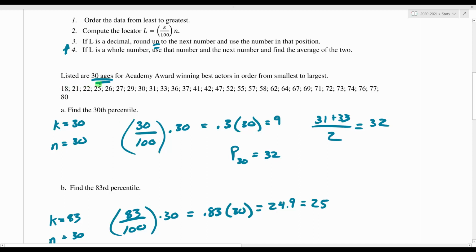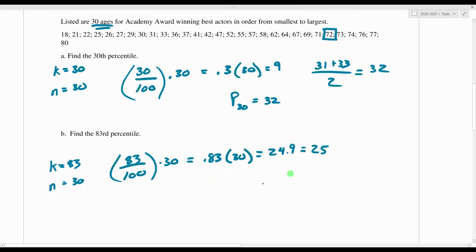So I'm going to count over 1, 2, 3, 4, 5, 6, 7, 8, 9. So this is the 25th piece of data in order that is in our data set here. So we would say the 83rd percentile equals 72. So if I were 72 years old when I won the Academy Award, that means I was older than 83% of all the people who won an Academy Award and younger than 17% of the people who won an Academy Award. So that's kind of what we just found there.